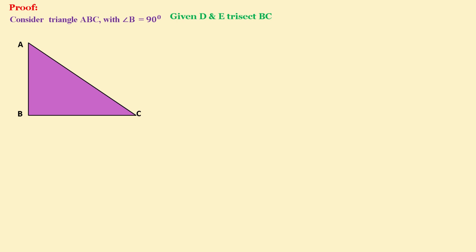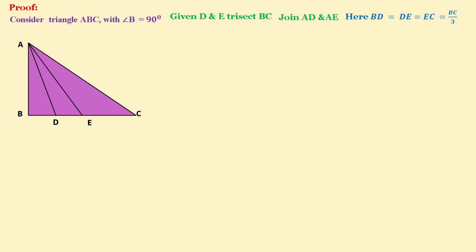Now consider triangle ABC with angle B equal to 90 degrees, so ABC is right-angled at B. Given D and E trisect BC. Join AD and AE.